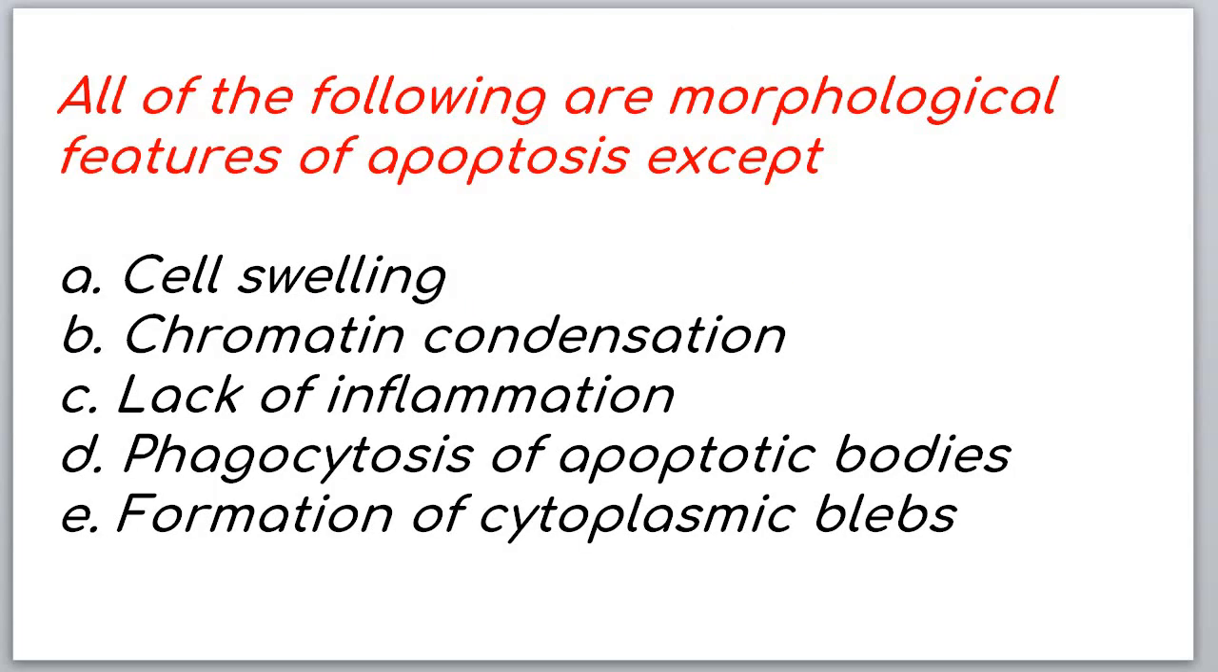All of the following are morphological features of apoptosis except: option A, cell swelling; option B, chromatin condensation; option C, lack of inflammation; option D, phagocytosis of apoptotic bodies; option E, formation of cytoplasmic blebs. Option A, cell swelling, is the correct option.